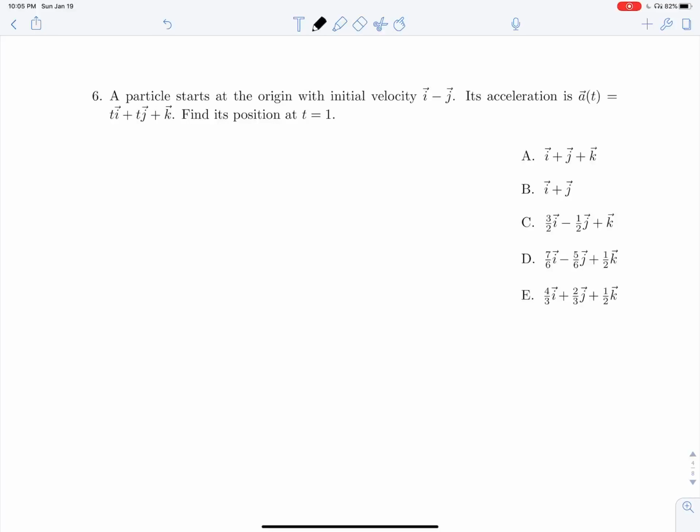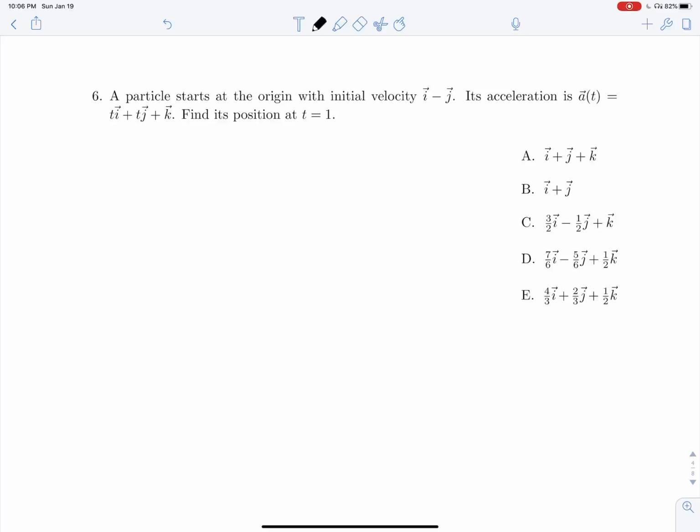6. A particle starts at the origin with that initial velocity, and we're given its acceleration. Find its position. You cannot get a particle motion question that's more standard than this. This is about as normal as they can possibly make it, which is nice because we know exactly how to do this.